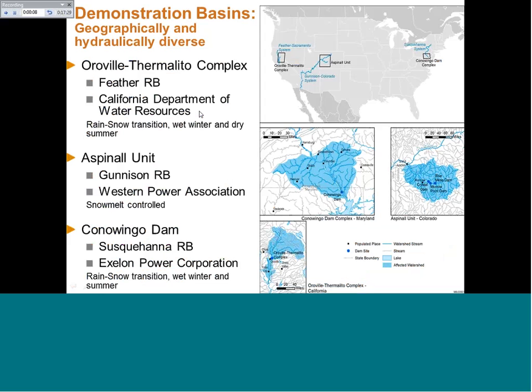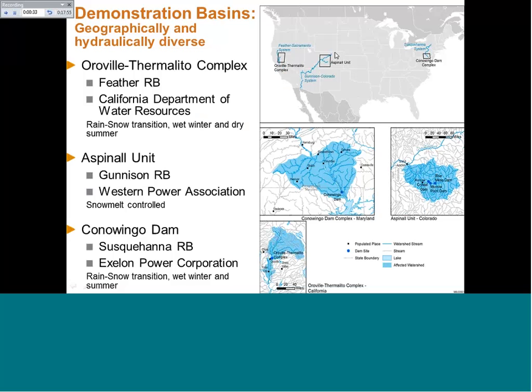Presently, the toolset has 3 demonstration basins, and we're going to a 4th one. The first one is the Oroville-Thermalito Complex over the Feather River Basin in the Sierra Nevada in California. Our partner over there is the California Department of Water Resources. It's a rain-snow transition basin with wet winter and dry summer.